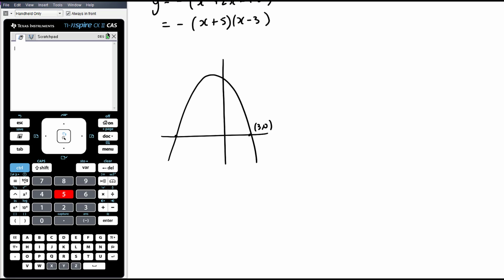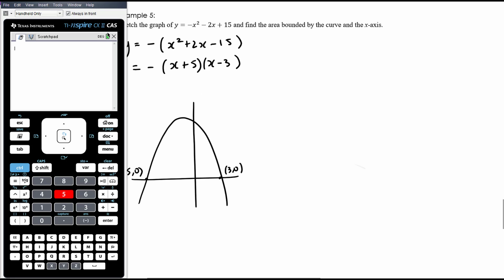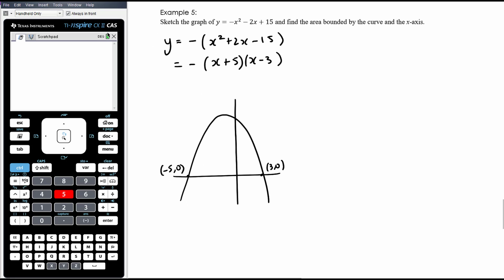Negative 5, sorry. And so we want to find the area bounded by the curve and the x-axis. Okay, x-axis, curve, and so therefore we're looking at that region in there.